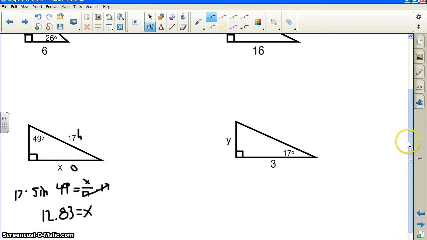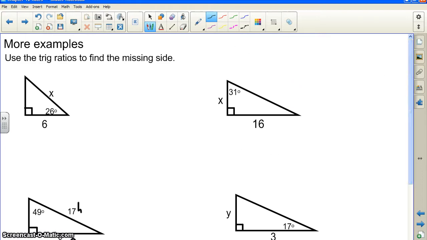Okay, all right, so let's look at these top two up here. Now, on this one, we've got our angle, so that makes 6 our adjacent side, and x is going to be our hypotenuse. So I've got adjacent and hypotenuse, so that's going to be cosine of my angle, so of 26 equals, well, my adjacent is 6 and my hypotenuse is x.